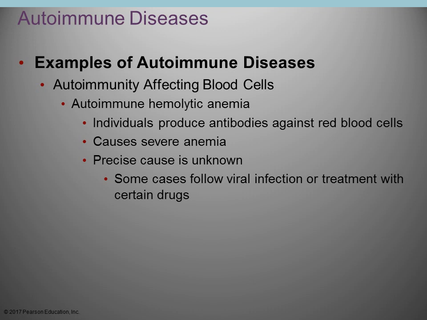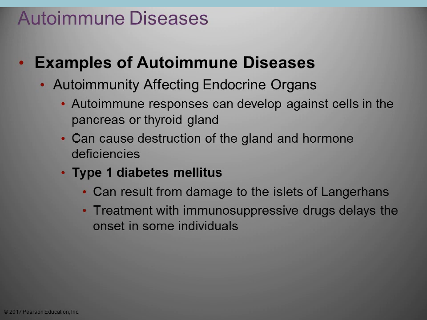So some examples where you have affecting just certain cells, like autoimmune hemolytic anemia. What is happening here is the person is producing antibodies against their own red blood cells. So that's going to cause anemia. We don't know exactly what triggers this. We have seen sometimes it happens after a viral infection or after treatment with certain drugs.